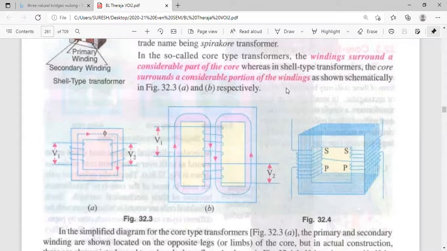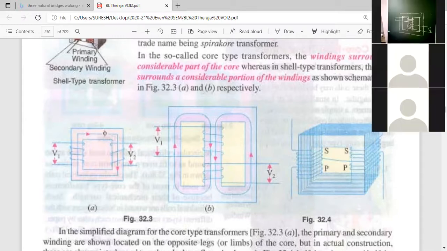In the first case, coil is surrounding the core. Maximum part of the core is surrounded by the coil. But in the second case, coil is surrounded by the core, iron piece. Maximum part is covered by the core. These are the two types of transformers.